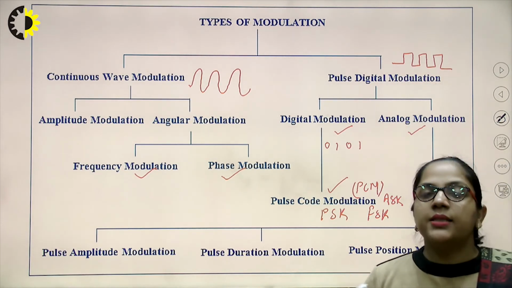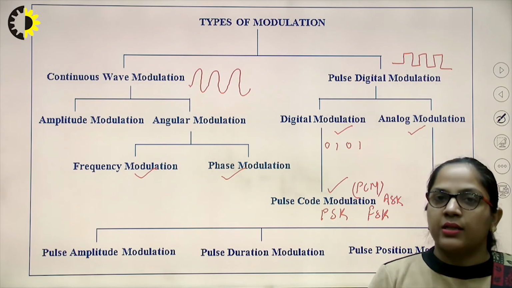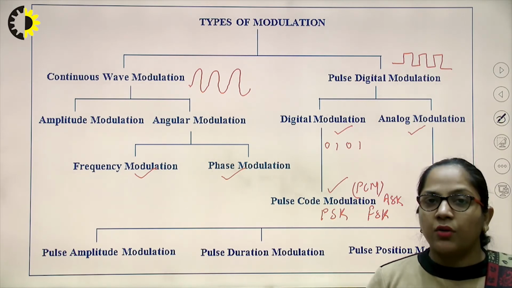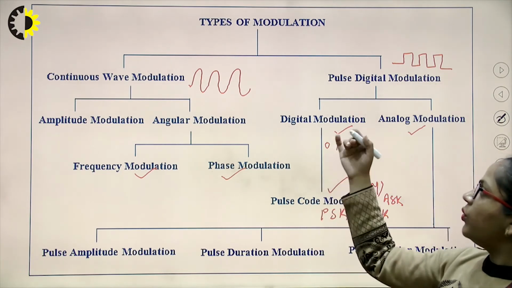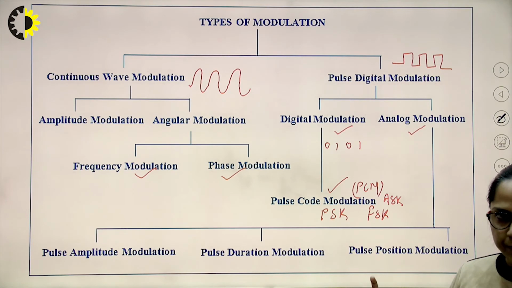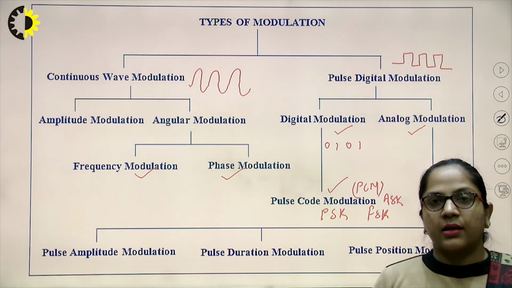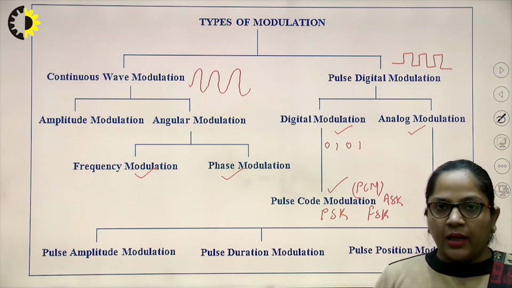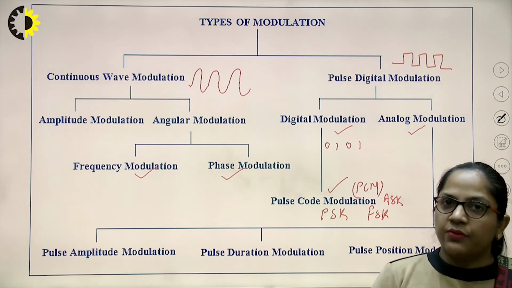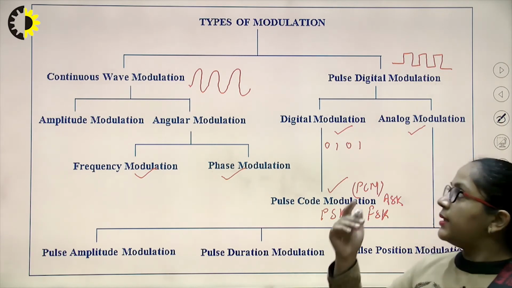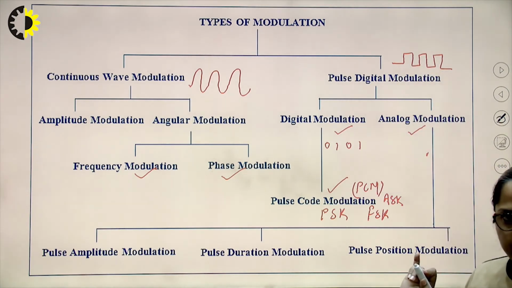Basically, what is digital modulation? If the information that we want to transmit to the other end is in digital form, that is in the form of 0 or 1, then we have to perform digital modulation. What is analog pulse modulation? If our information is a continuous signal and the carrier that we are using to transmit this information from one end to another is in the form of pulses, then we will have analog pulse modulation.